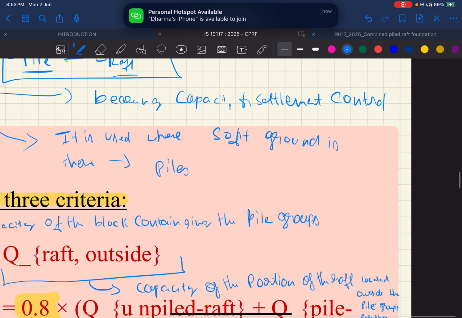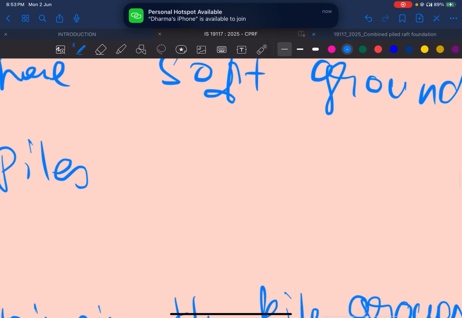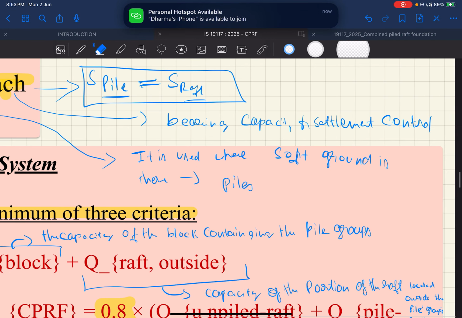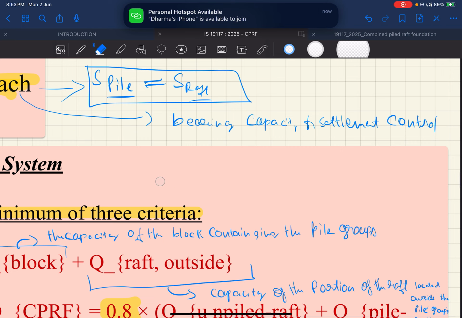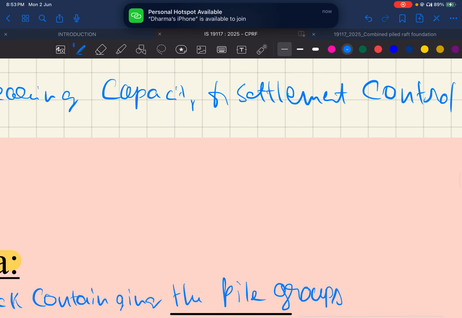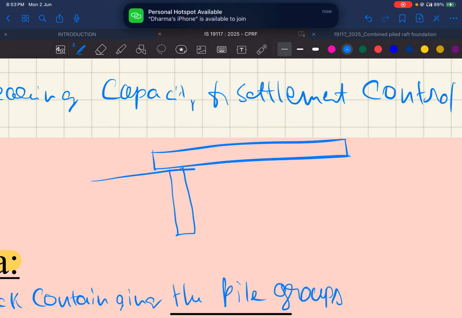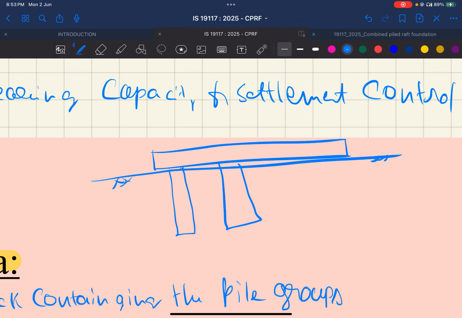What does it mean? I will show a diagrammatic explanation. I will remove this and draw a block, which is nothing but my pile foundation, a combined pile foundation. This is my ground, and this is the block where it contains a pile group.